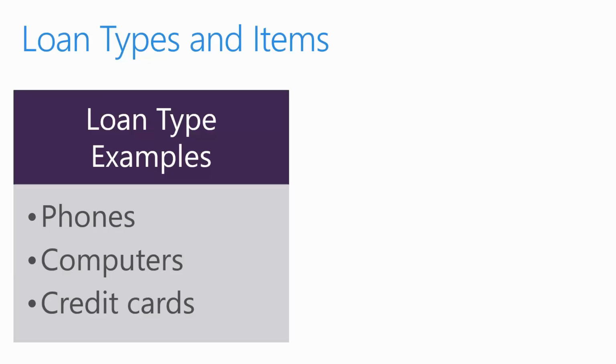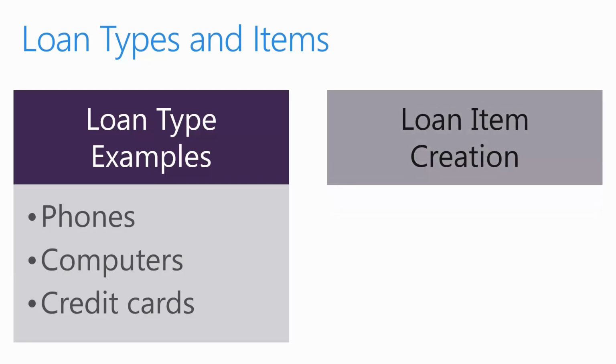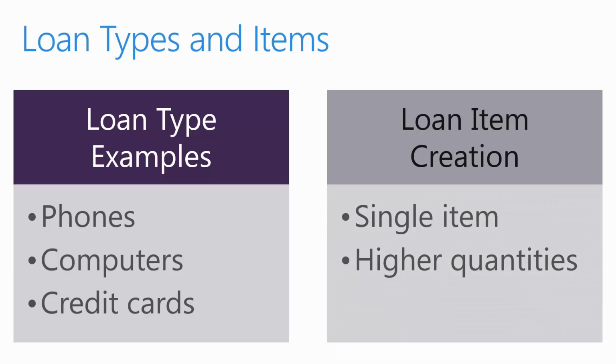Loan items are specific and uniquely identifiable items or assets that employers issue to workers. For example, a QTech 8310 smartphone with a serial number, or a credit card with each credit card's unique number. You can create a single loan item by clicking the New button in the action pane of the loan items form. You can create new loan items with higher quantities from the Create loan items button in the action pane of the same form.